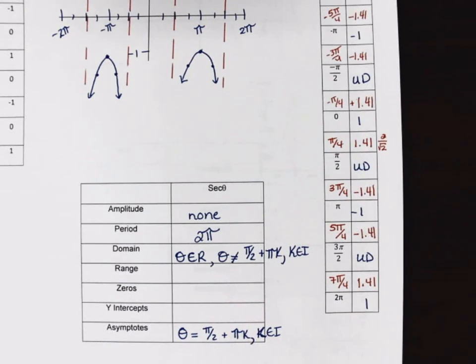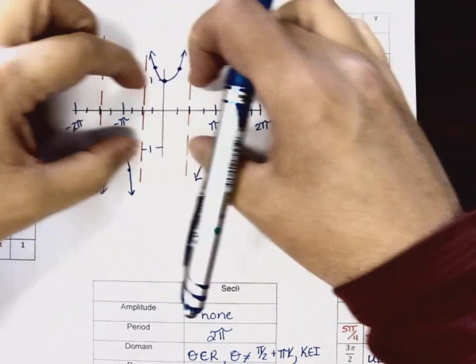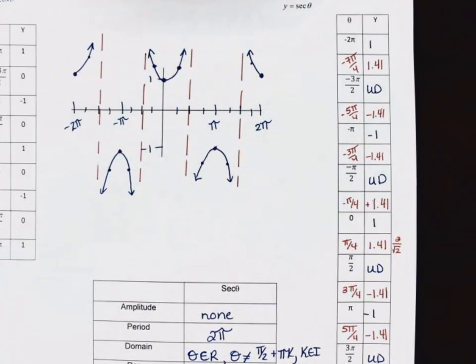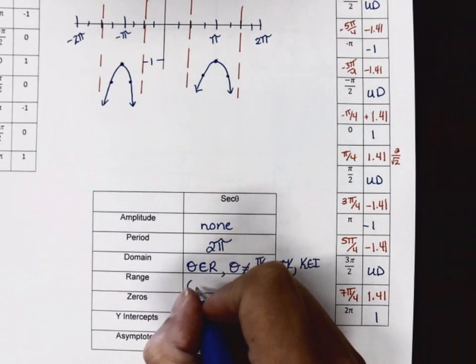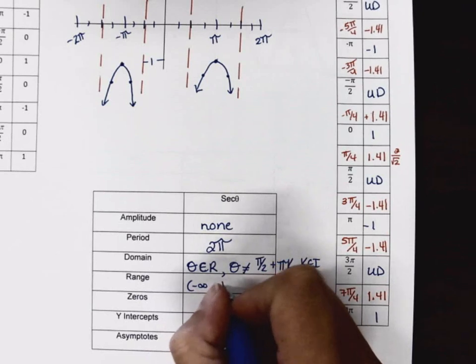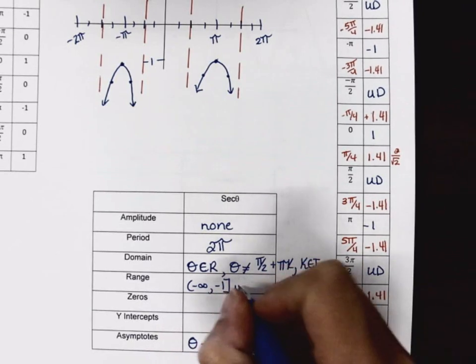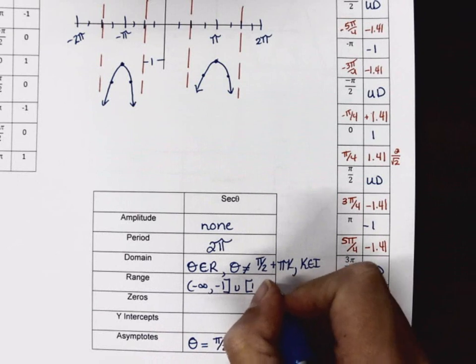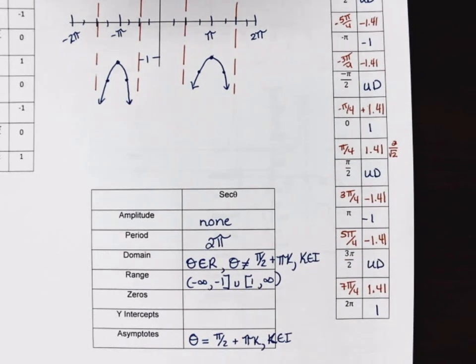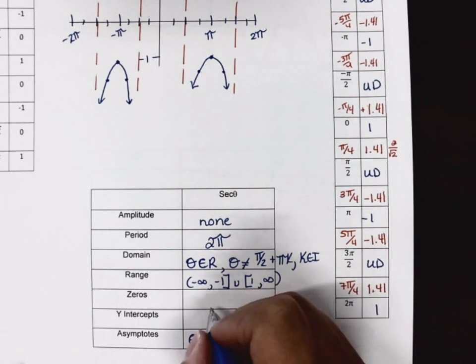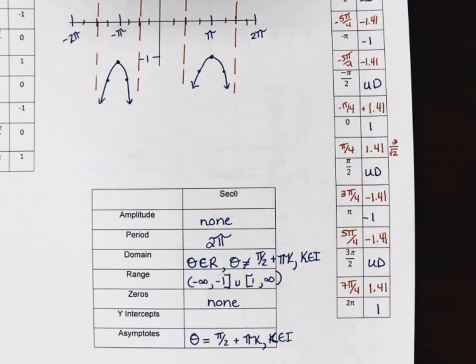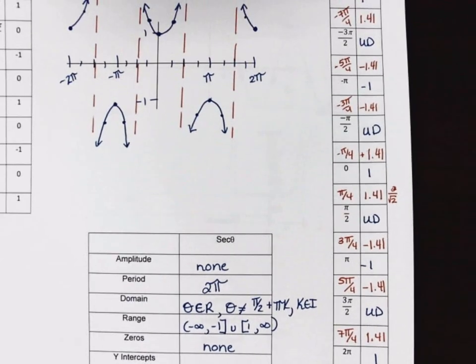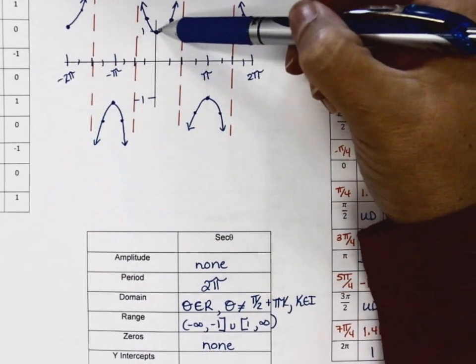All right, the range, again, exact same as the other graph. We have this whole portion of the graph that can have no y values in it. So we're going to do a union statement. We're going to do the down, so negative infinity to negative 1, negative 1 included, in union with positive 1 to positive infinity. The zeros of the function, we have none, because it never touches the x-axis. But on this graph, we do have a y-intercept. The y-intercept occurs at 1.